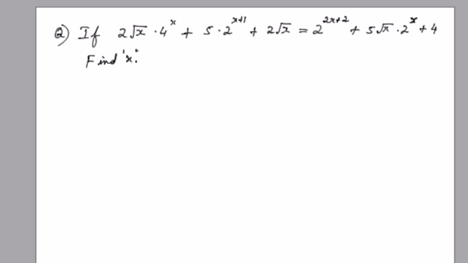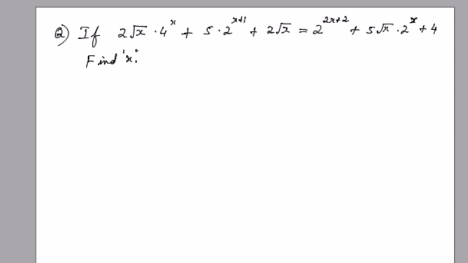Now this is an interesting problem to solve. We have to find x where the equation given is: 2 into square root of x into 4 to the power x plus 5 into 2 to the power of x plus 1 plus 2 into square root of x equal to 2 to the power of 2x plus 2 plus 5 into square root of x into 2 to the power x plus 4. Find x. Let's get started.